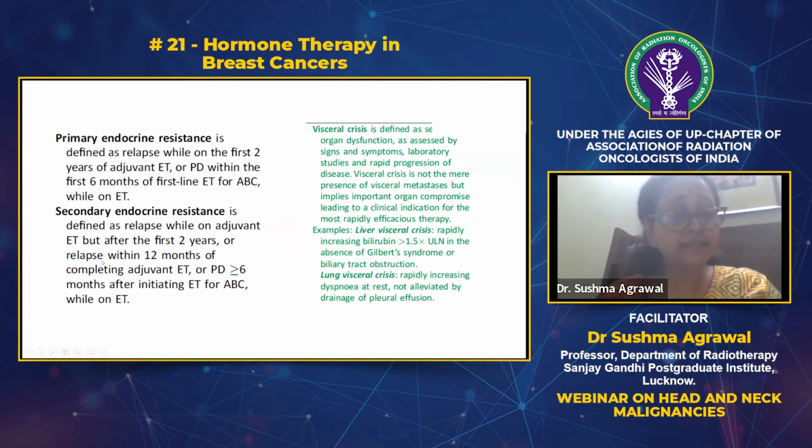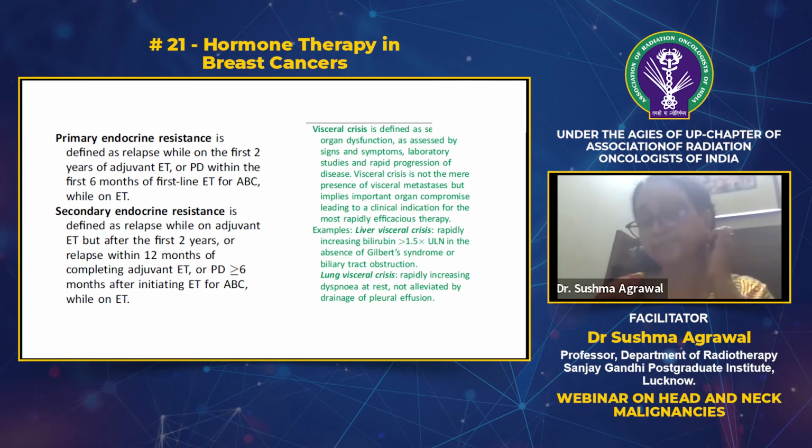What is secondary endocrine resistance? The patient with early breast cancer relapses after completion of 2 years of adjuvant endocrine therapy, or if the patient is MBC, she relapses after 6 months of starting endocrine therapy. So basically, this tells us that the patient is resistant. She may not have a good outcome with endocrine therapy.